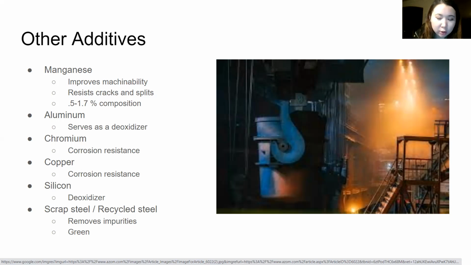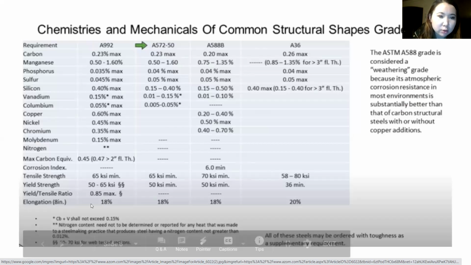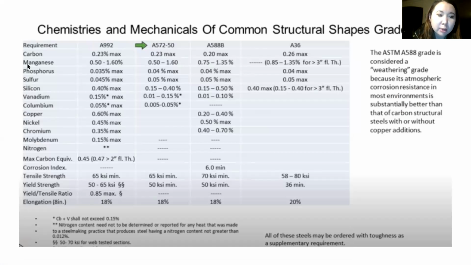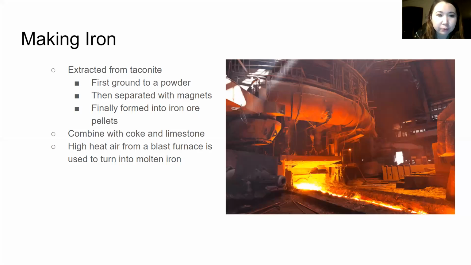And then we already talked about the steel. So this is just a brief overview of some of the common structural shapes, grades for different steels. So you can see that they can vary a bit, and there are quite a few different elements that can be in the mix of the structural steel. So now we're going to go on to the manufacturing process.